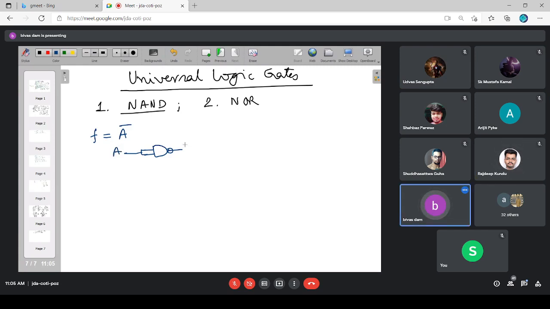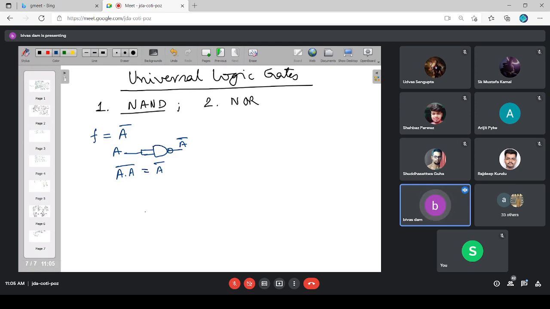This output will be A bar, because here both the inputs are A. So what will be the AND output? A dot A, that is A, and then followed by one inverter. So that is nothing but A bar.